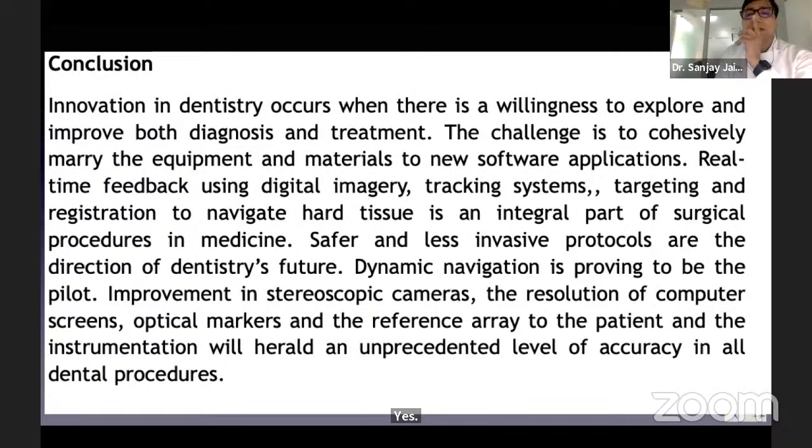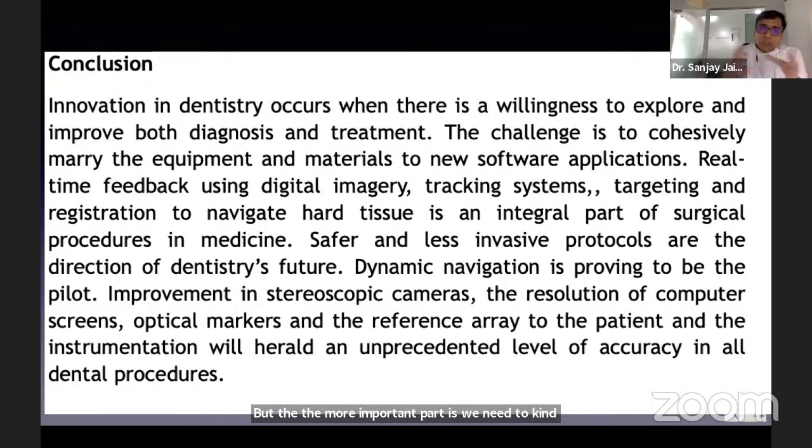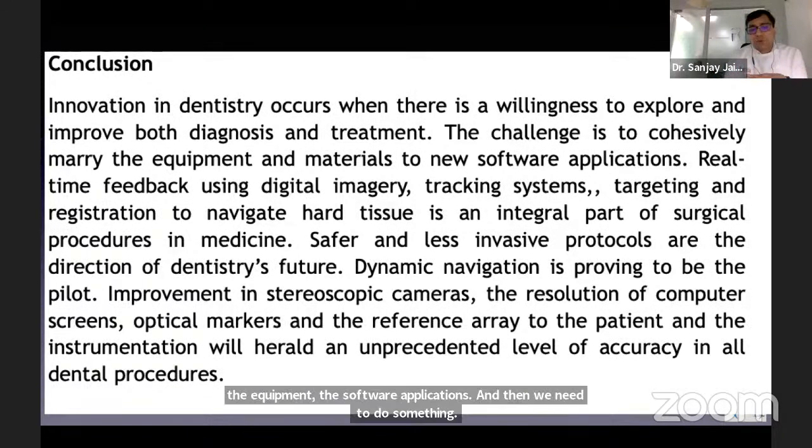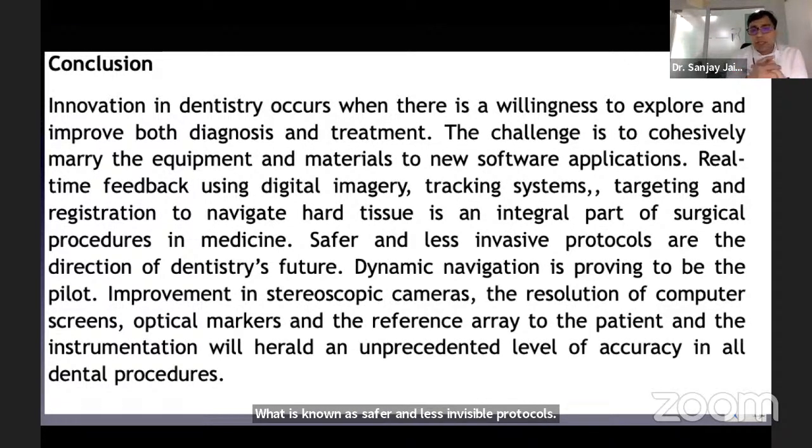Yes, sir. So what I was talking to you about is that digital dentistry is a challenge, but the more important part is we need to understand the equipment, the software applications, and then we need to follow safer and less invasive protocols, and that's how the future of dentistry is looking. Don't be surprised if in the next 6 months to a year we have something known as a semi-robotic arm attached to your operating arm that will stop your drill from deviating from your planned position. Anytime you deviate from your plan, the semi-robotic arm will stop your arm from progressing further, and that's how things are improving.